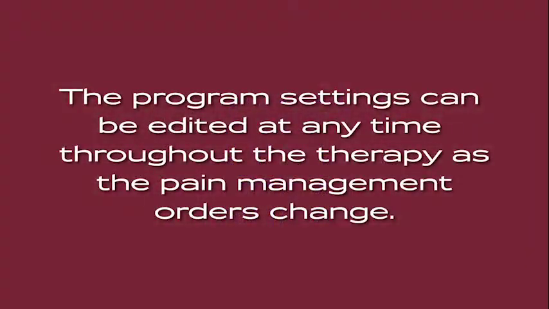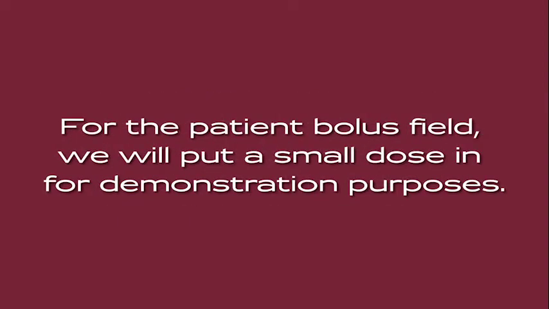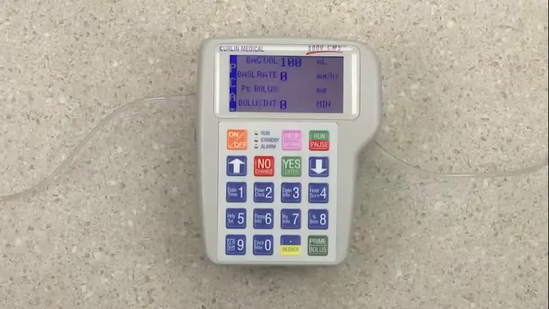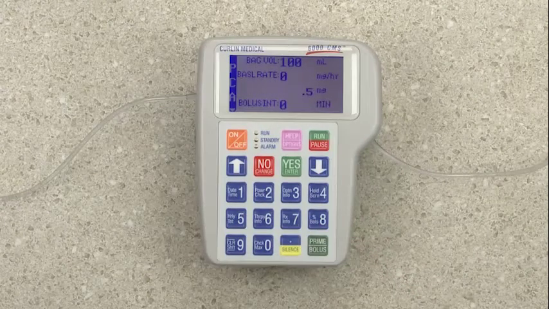The program settings can be edited at any time throughout the therapy as the pain management orders change. The next 3 fields pertain to the patient bolus. When a patient bolus is not ordered, all 3 fields will remain at 0. For the patient bolus field, we will put a small dose in for demonstration purposes. Enter 0.5 milligrams and confirm by pressing Yes.